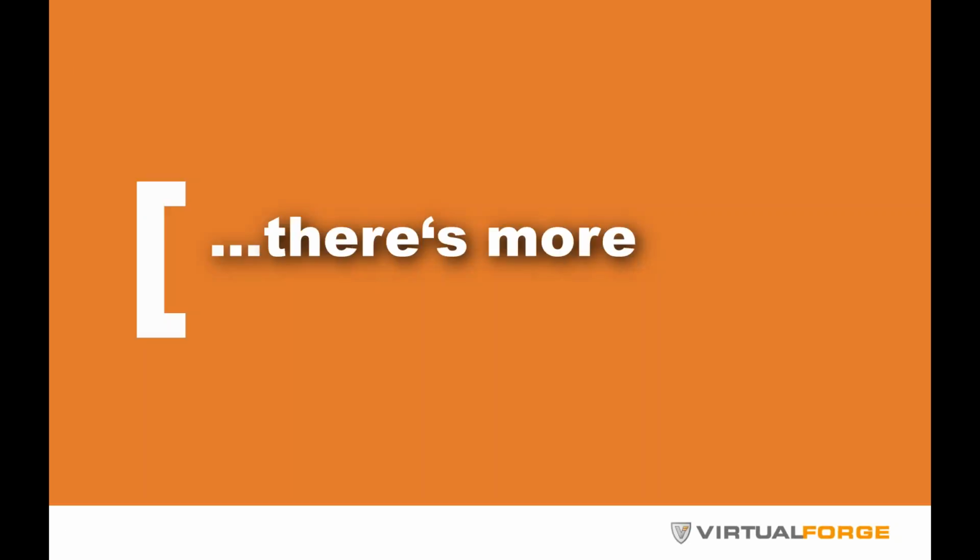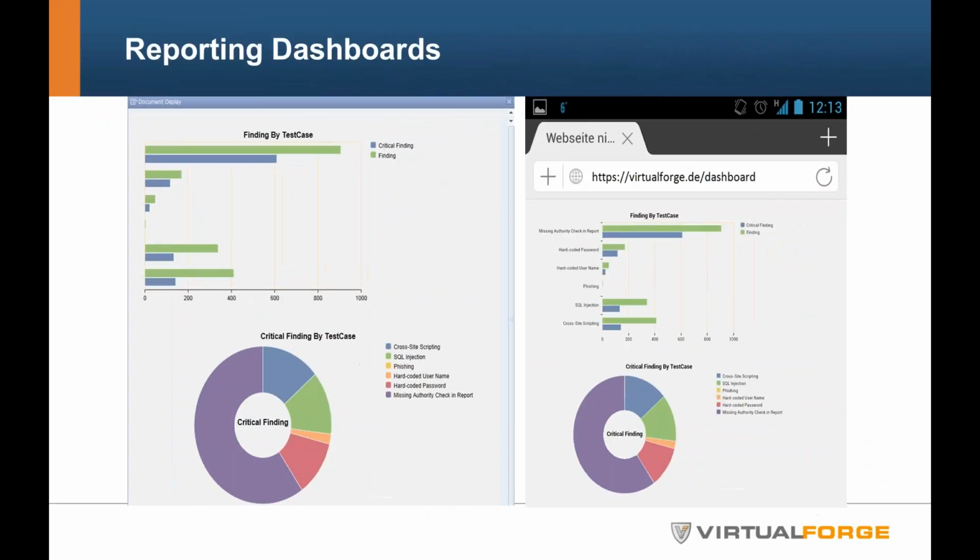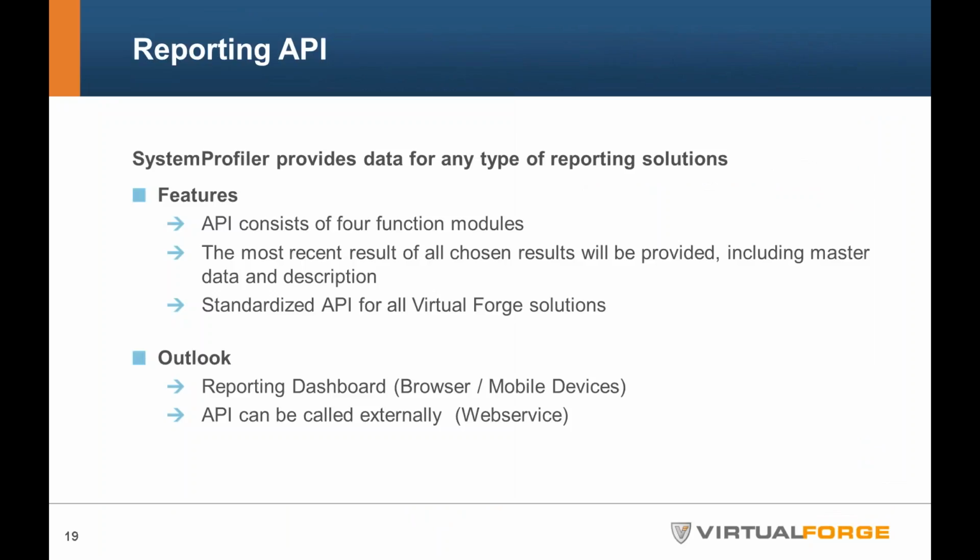Of course, this is not everything. These are the main two topics which we introduced with the SystemProfiler 3.0, HANA integration and SIEM system. There's one more big topic which is reporting dashboards. So with the SystemProfiler 3.0 we are introducing a reporting API, and that API is actually not limited to SystemProfiler, but this is a standardized API which will be available shortly for all Virtual Forge solutions, so also for Code Profiler, also for our upcoming solution Transport Profiler.